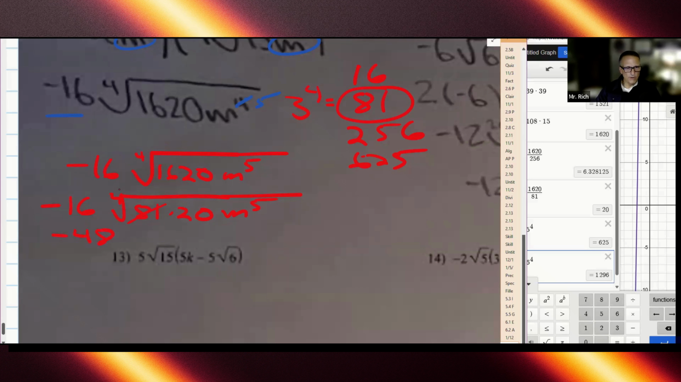Also, Amber, this exponent on the 20 is larger than the 4. So the 4 divides into the 5 one time. That means I get to pull a 1 outside. What's left underneath the fourth root? Well, the 20 is left behind.